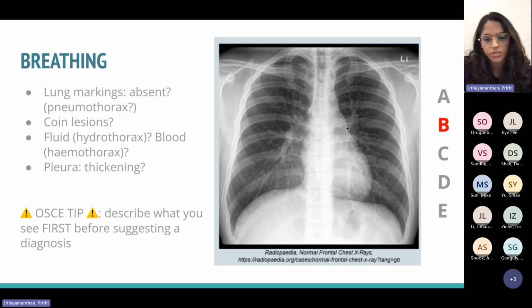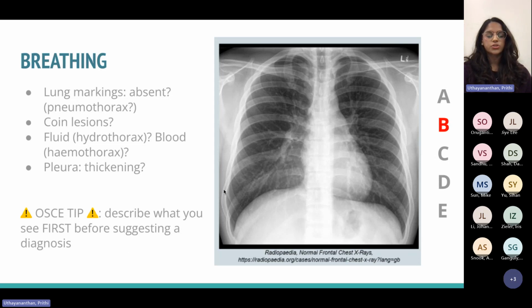And at the bottom, the last thing is the costophrenic angles again, because the fluid can build up and blunt this angle. But I'll talk about that more a bit later on. And the pleura, which is surrounding the lung fields, is usually not seen in healthy individuals. So if there is any thickening, it could indicate some kind of pathology, particularly mesothelioma, which is a common one with thickened pleura.